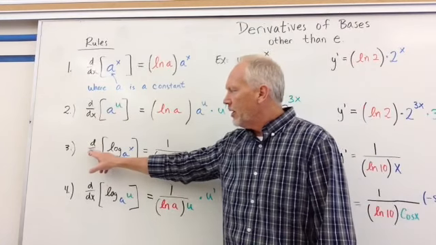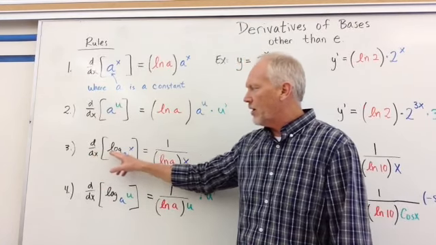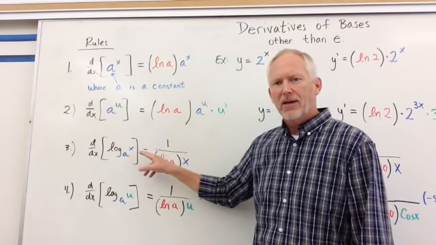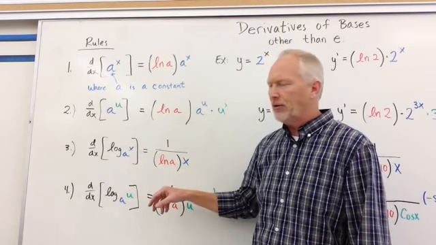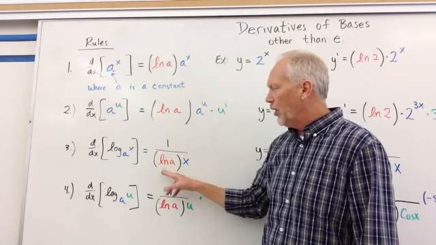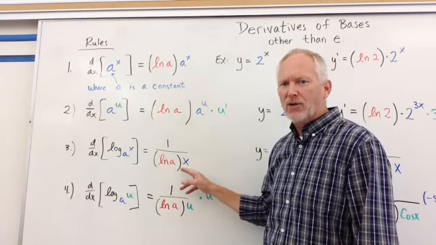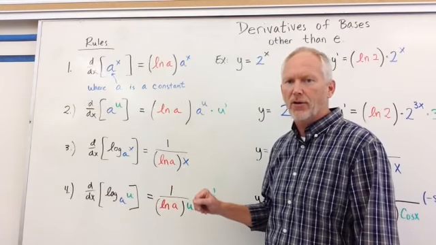If we have the derivative with respect to x of log a of x, where the base is a, and then we have some x value, that will equal 1 over ln of a times x, all in the denominator. All right, it's all in the denominator.